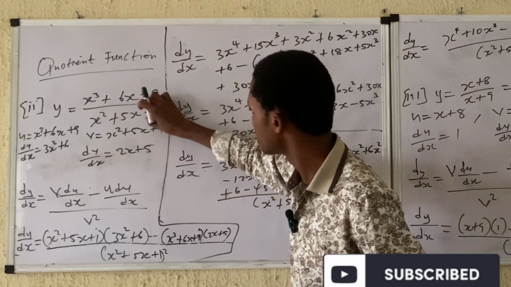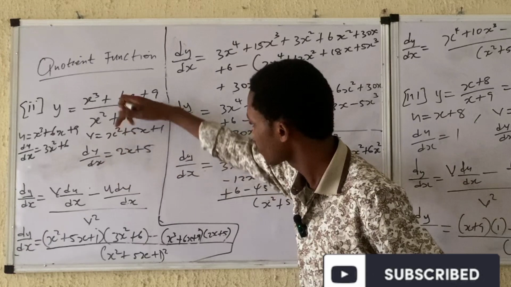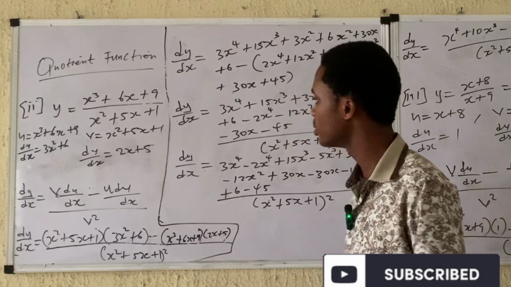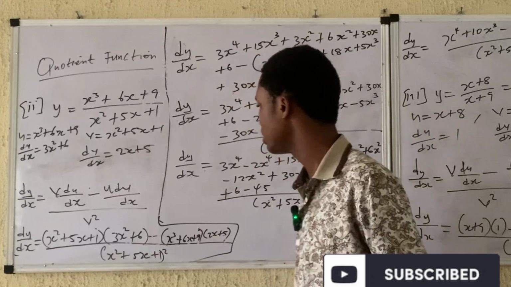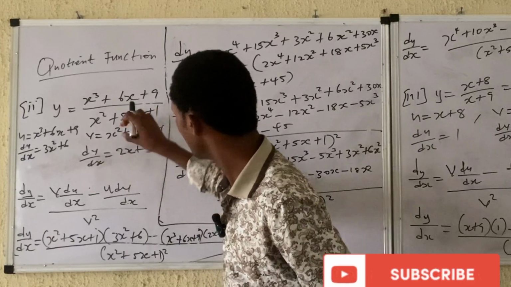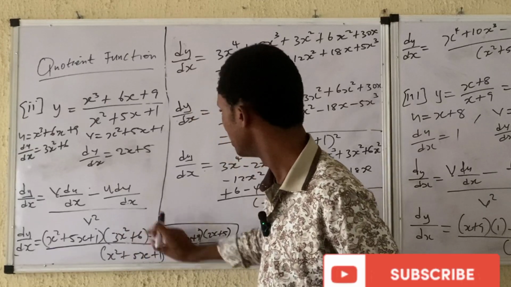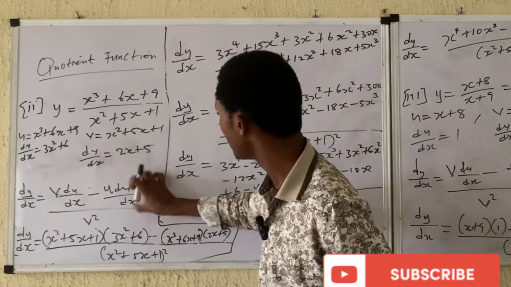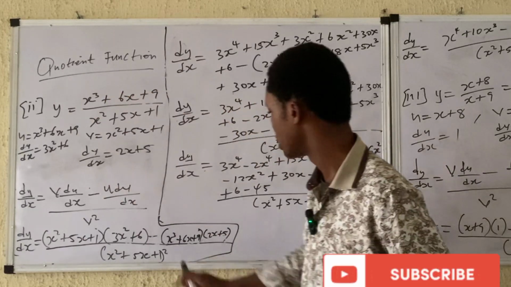For v, which is the one at the denominator, differentiating v with respect to x, dv/dx equals: x squared will give you 2x, and 5x will give you 5, and 1 gives 0. Usually the formula is dy/dx equals v du/dx minus u dv/dx, all over v squared. So we have dy/dx equals our v, which is this one, put it here, our du/dx, which is this one, put it here, the minus sign is to be here, right? U, which is this one, put it here, dv/dx, which is 2x plus 5, put it here, all over v squared, which is this one, to the power 2.